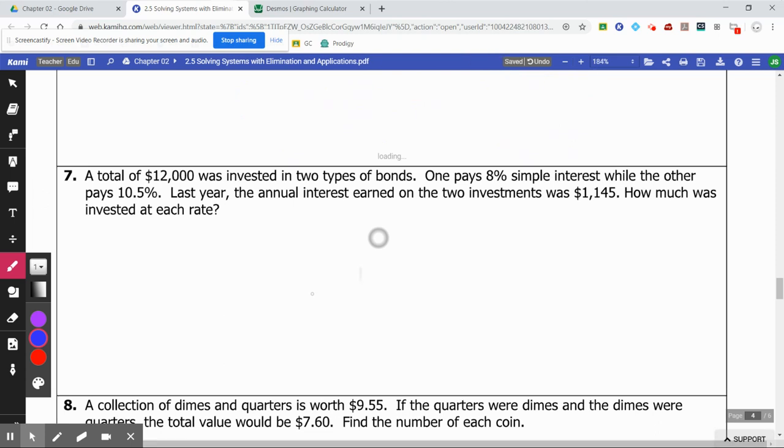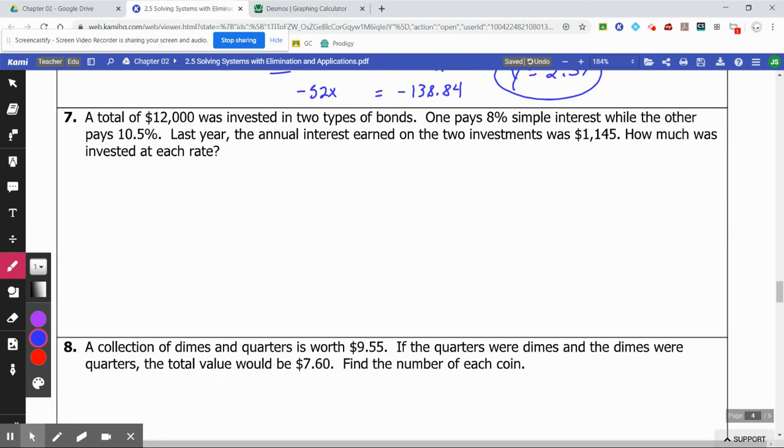The next one, number 7. A total of $12,000 is invested in 2 types of bonds. And you can already see where we're headed, where there are 2 variables. One pays 8% simple interest while the other one pays 10.5%. Last year, the annual interest earned on the 2 investments was $1,145. How much was invested at each rate?